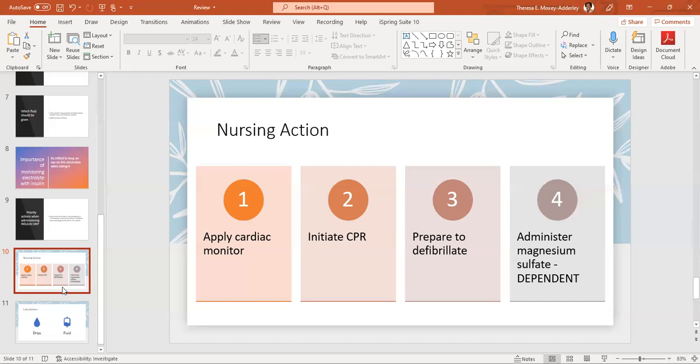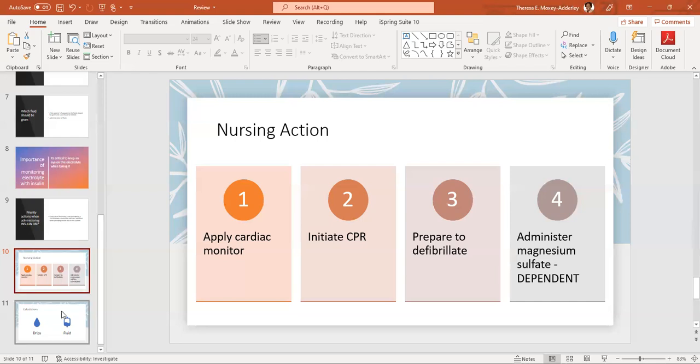Apply cardiac monitor to this patient. That's what needs to happen when the same patient comes into the ER. Initiate CPR. Prepare to defibrillate. The nursing action is to call a code. That's what I expect from my fourth-year students. Quite a number of you did get it. Congratulations. The other ones that didn't get it, you have a lot of work to do.